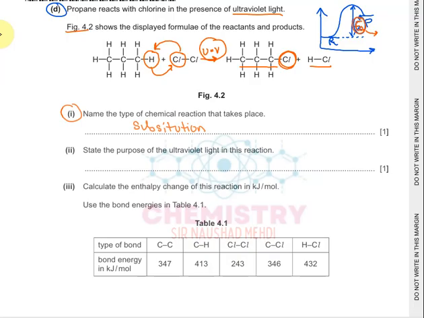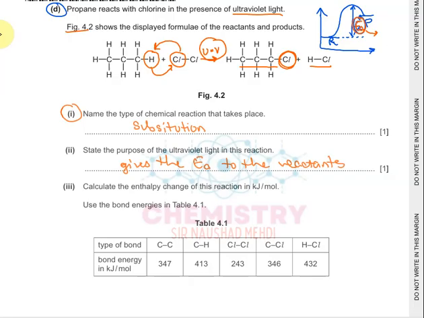So for this reaction, the activation energy is not present if you are not giving the ultraviolet light. So this ultraviolet radiation will help the reactants to gain the activation energy, so that they can easily be converted into product. So this ultraviolet light provides the activation energy to the reactants, so that they can easily be converted into product.